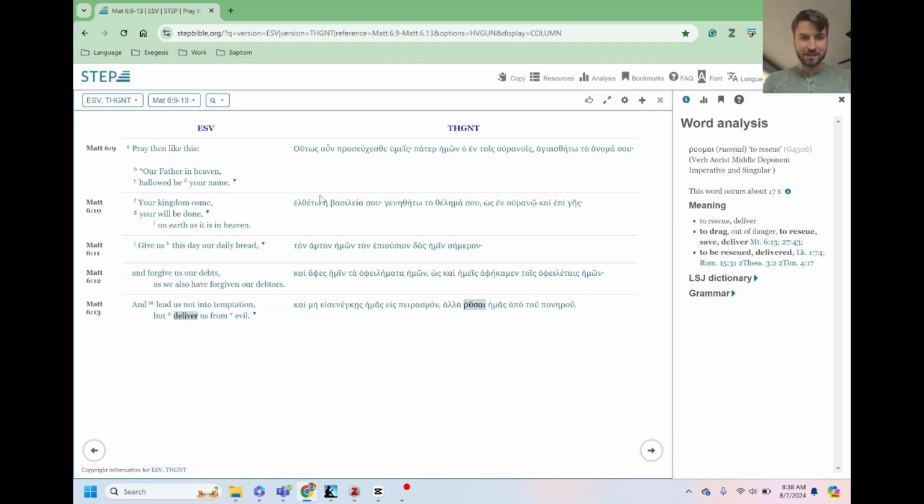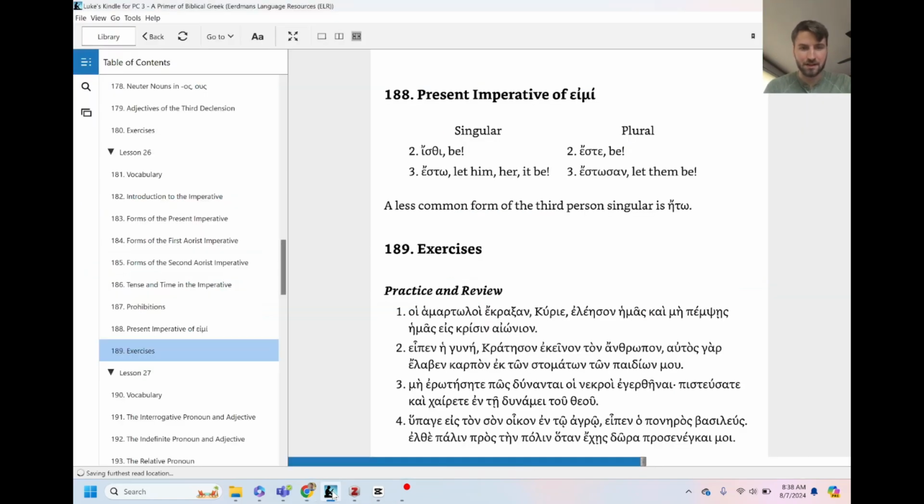So we can see, yeah, lots of imperatives here in the Lord's Prayer. So if you memorize the Lord's Prayer, you can hopefully have a lot of these forms memorized as you go about memorizing these forms. So, hey, then it's exercises, and you can do those for practice.